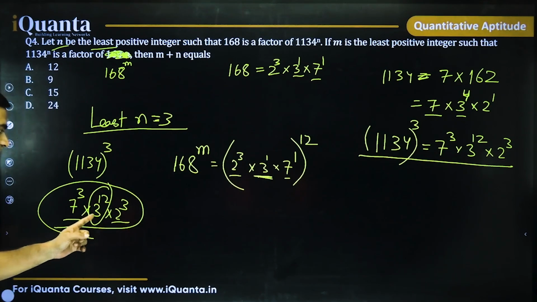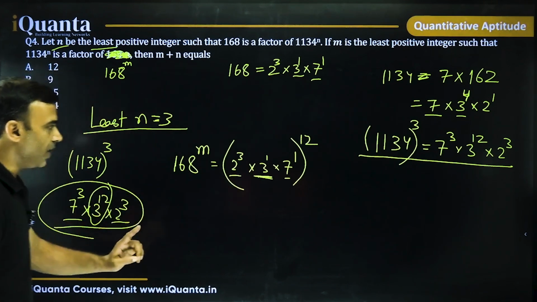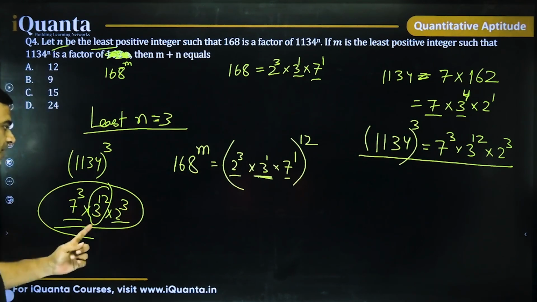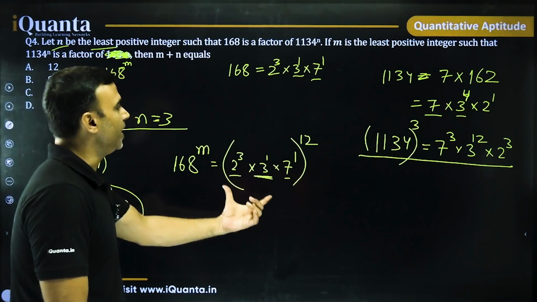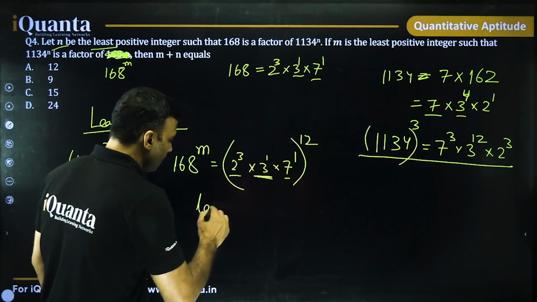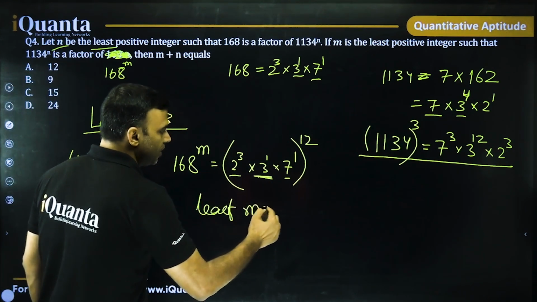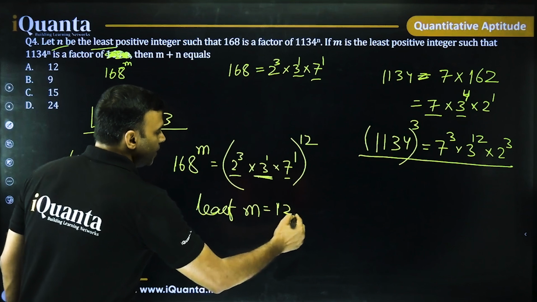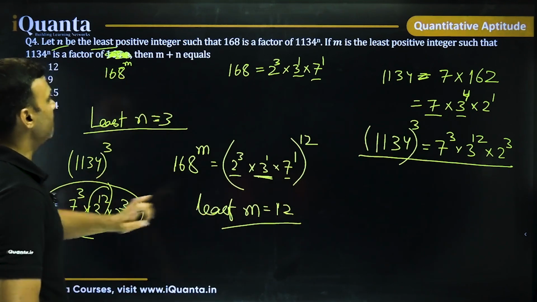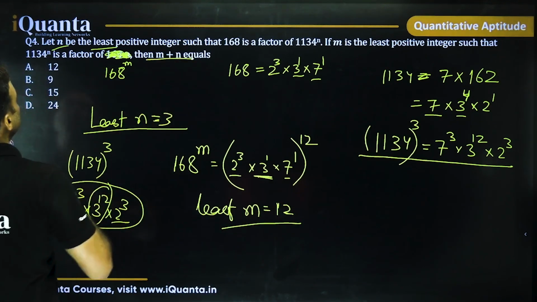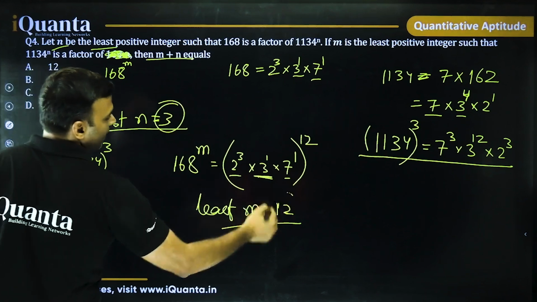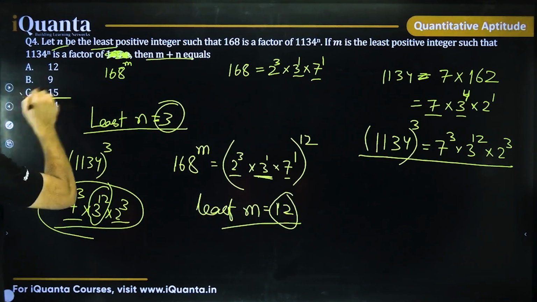The primary trouble is for 3. Here we have only 3 to the power 1. So for this number to be divisible by this number, to get 3 to the power 12, I should take power 12. So the least value of m is equal to 12. Okay, so n is 3, m is 12. Question is m plus n. So m plus n is 3 plus 12, that is 15. Option C is the correct answer.